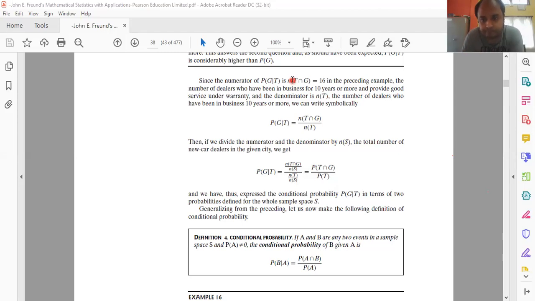Okay, now I'm going to stop this share, and I'm going to do some board work on the conditional probability. Let's see what else we can find out from this.